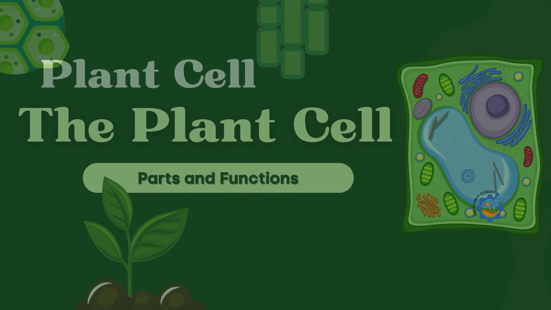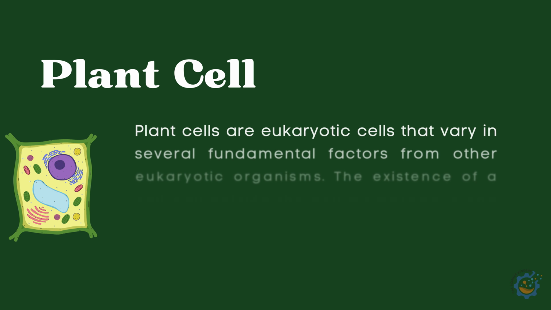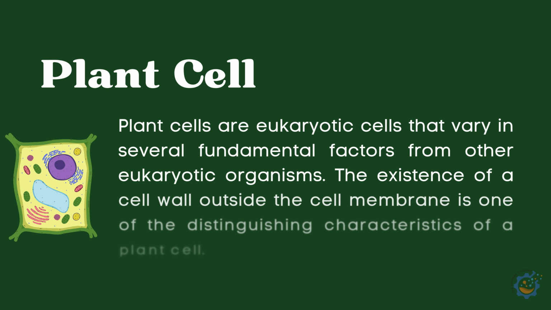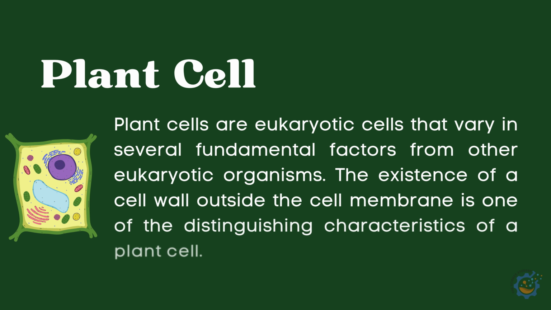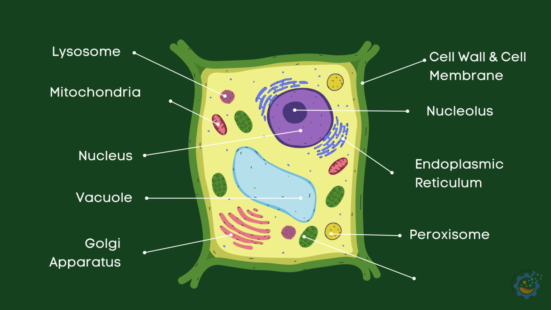Let's dive in. Plant cells are indeed the fundamental units of plants, and they share similarities with animal cells, such as having a nucleus and other membrane-bound organelles. However, the presence of a cell wall outside the cell membrane is a unique characteristic that distinguishes plant cells from animal cells. Just like different organs within the body, plant cell structure includes various components known as cell organelles that perform different functions to sustain itself.